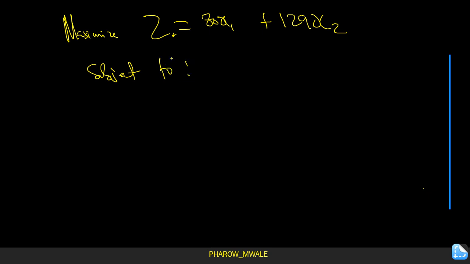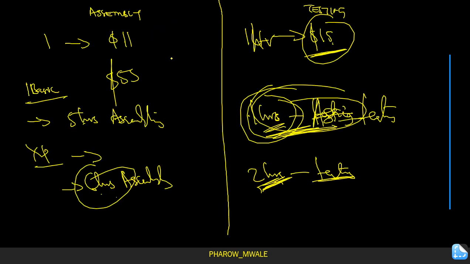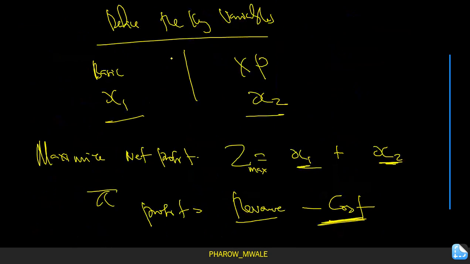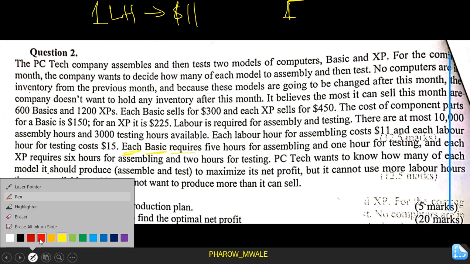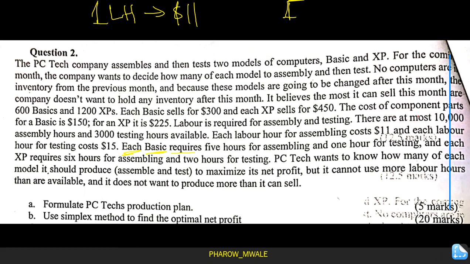For you to be able to make this profit, there are a number of constraints that we have been given in the question. And the most fundamental ones, which we must begin with, have been given. They have told us the most fundamental ones, and I'm going to read them. Here the question says, let's grab our pen. The question says there are at most 10,000 assembly hours and 3,000 testing hours available.